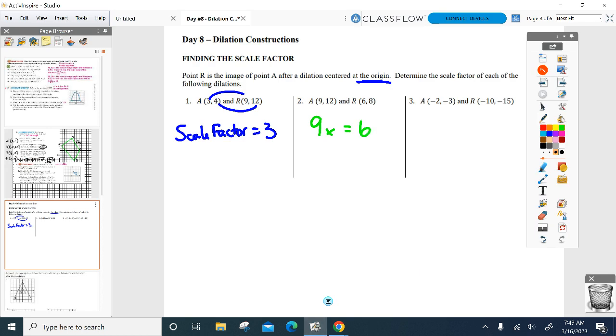So if it's not obvious, set up a quick equation. Or I could have done 12 times X equals 8. And there you go. Divide both sides by 9. X is equal to 6/9. What's 6/9 reduced? Because I like the reduced version. 2/3. So there's your scale factor, 2/3.